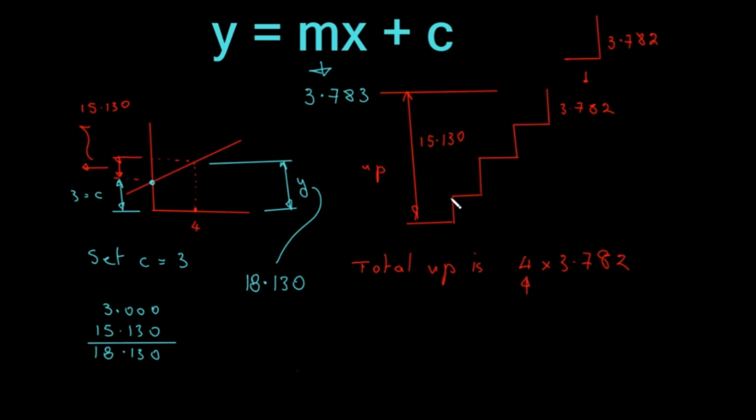See, the amount of up is important. The up is your gradient, your slope. 1 along, 3.783 up, equals m. Value of m when this is 1.